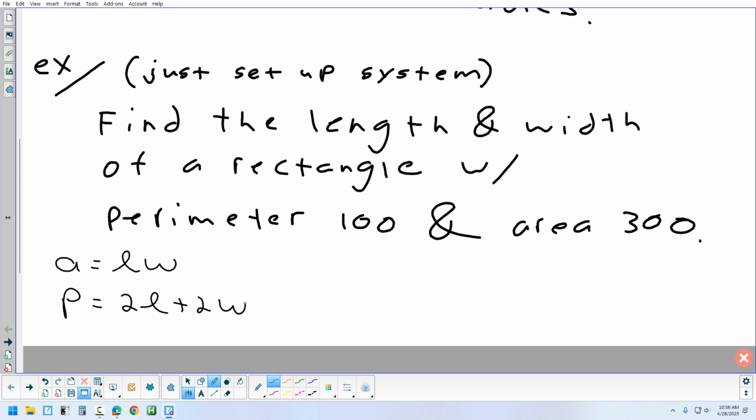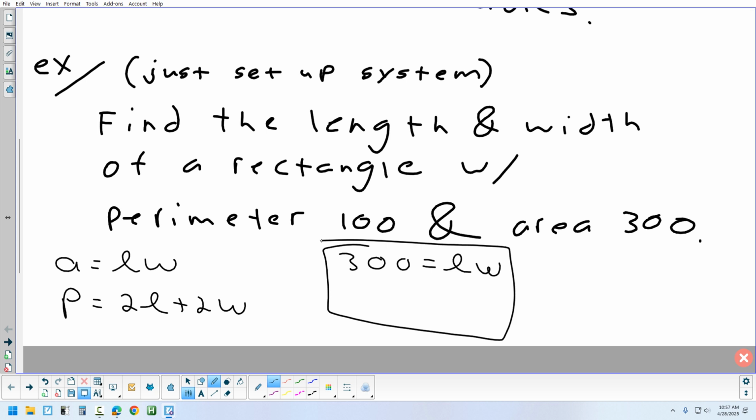Now we're going to fill in what they give us to write our equations. For area equals length times width, what do they tell me the area is? 300. So we're going to fill 300 in for A. If that's the only piece of information I gave you, that's not enough to get a unique answer. Any numbers that multiply to give you 300 could be the answer: 10 times 30, 150 times 2, 75 times 4.